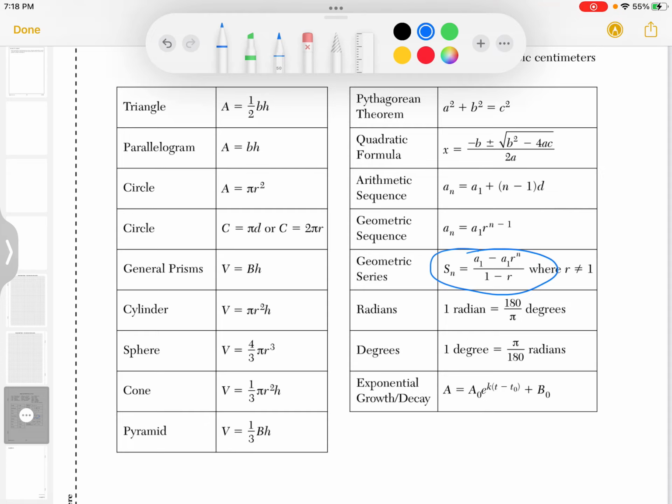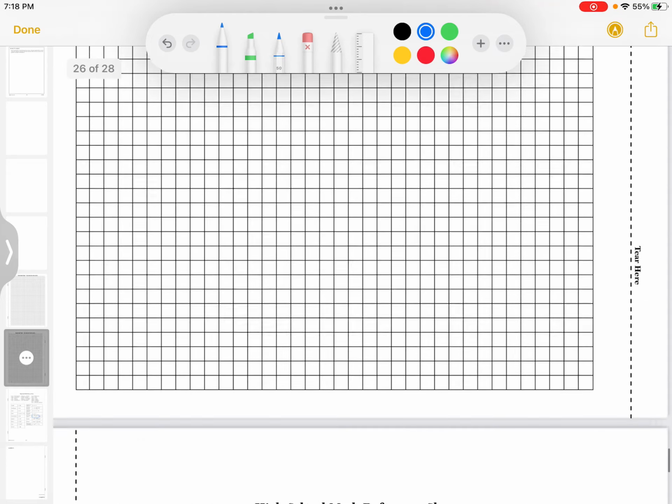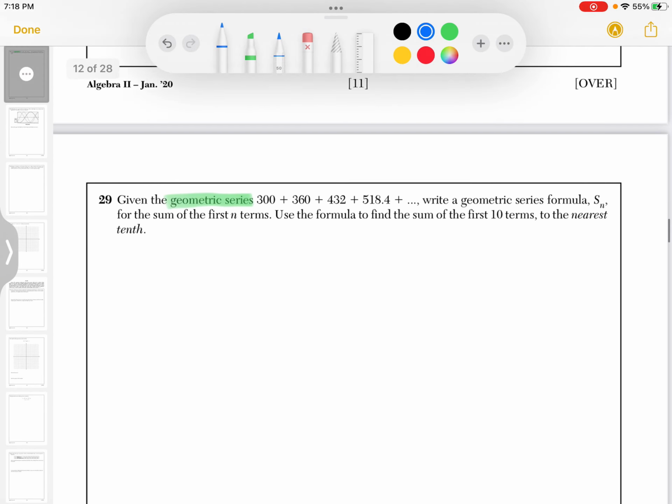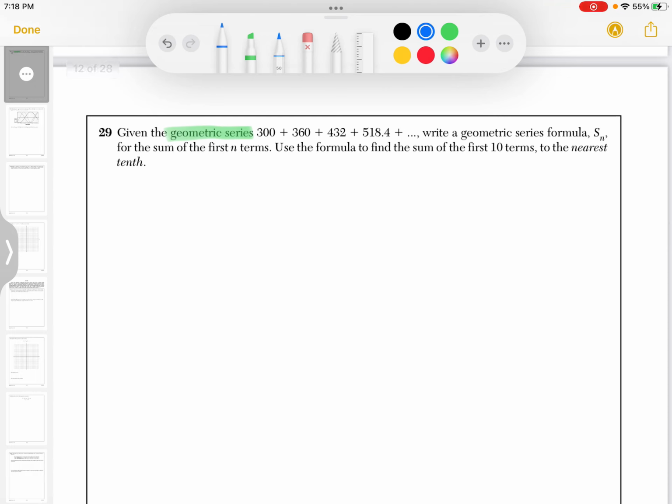So to show all of my work, I am going to copy that formula down on the question, and then I'm going to use it to plug into. So back up. Here we go, geometric series, which is Sn equals a1 minus a1 r to the n all over 1 minus r. Now we also need to know what everything stands for and how to plug everything into it.